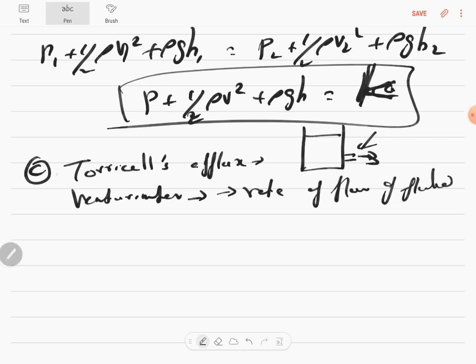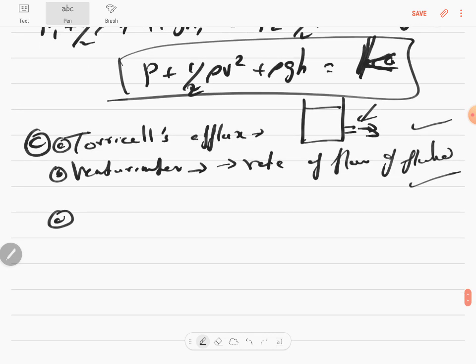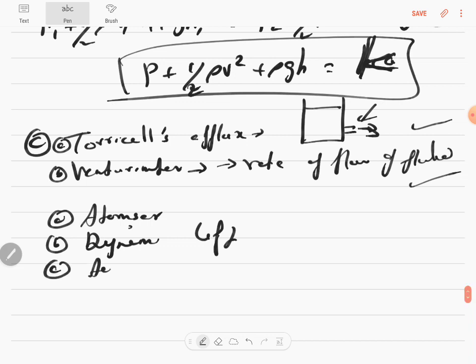And there are many other applications. I don't know which application they want. They want practical application. These are all derivations, applications on derivations. The practical applications in our daily life, as I've told you, are basically an atomizer. An atomizer is an example. Then dynamic lift, that is the Magnus effect, and the aerofoil. These are all the practical applications.